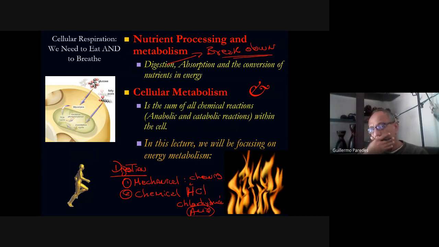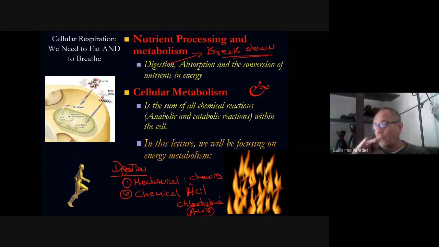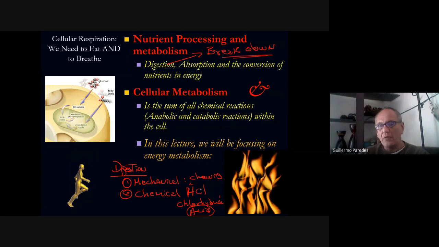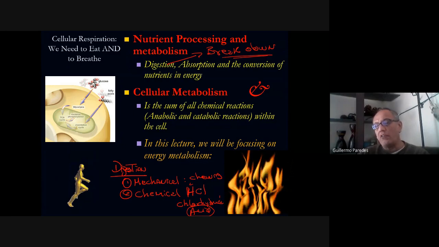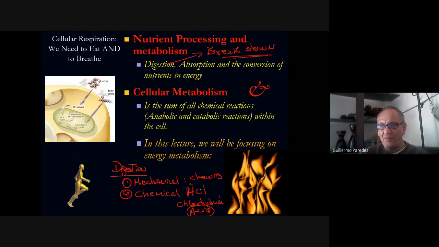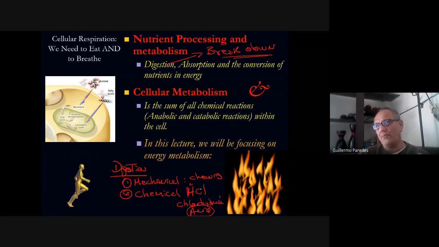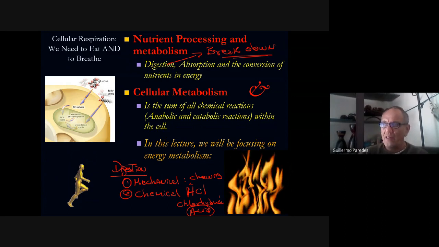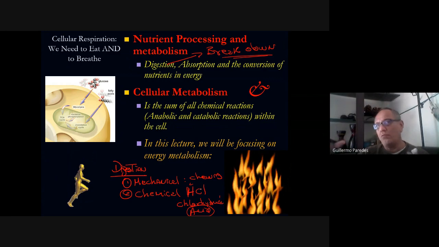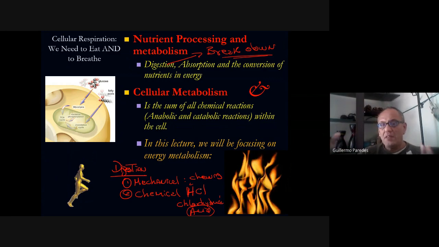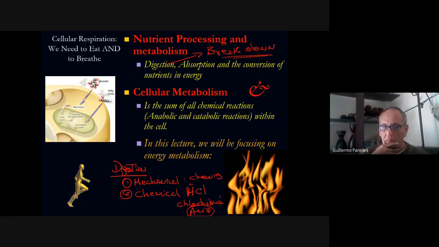All right. So nutrient processing and metabolism. See how much we can talk about that, right? So digestion, absorption, and the conversion of nutrients into energy. What is the conversion of nutrients into energy? That is the definition of metabolism. You got it? So in order to have a good metabolism, you need to have absorption and previous digestion. And if any of these areas fail, that is going to basically cause malnourishment in the patient, so they cannot use energy. We okay with that?